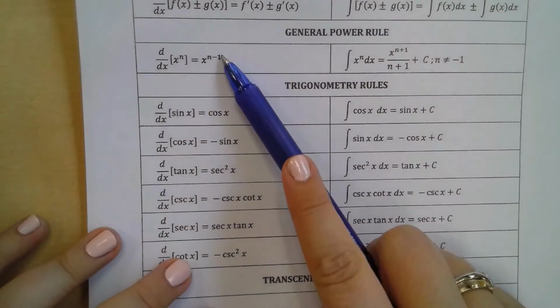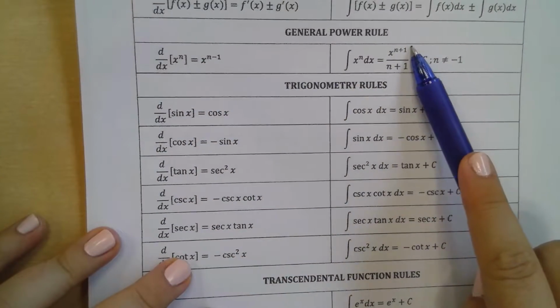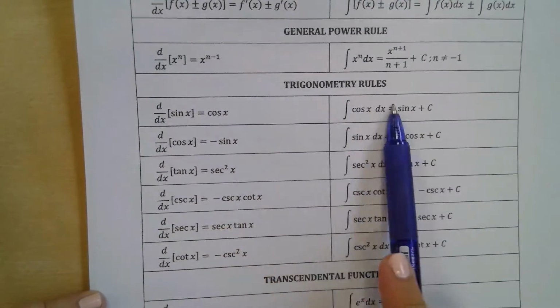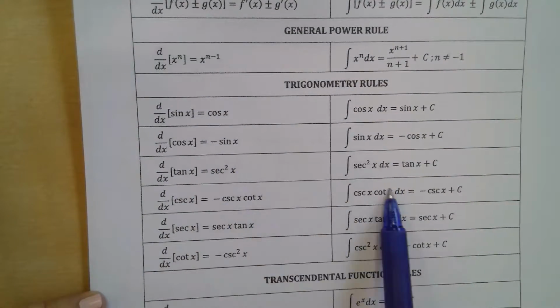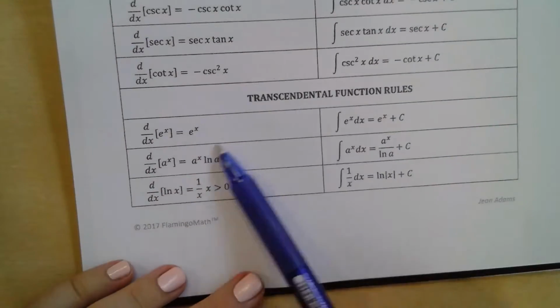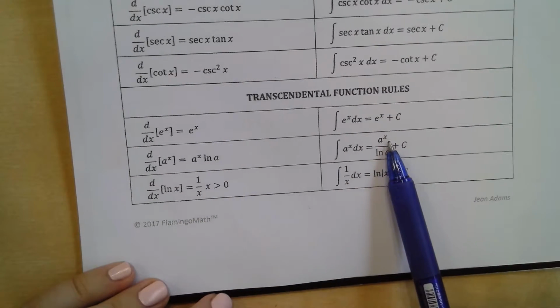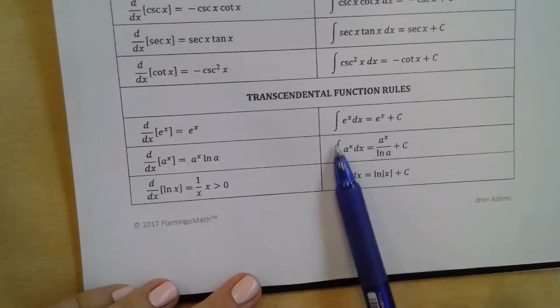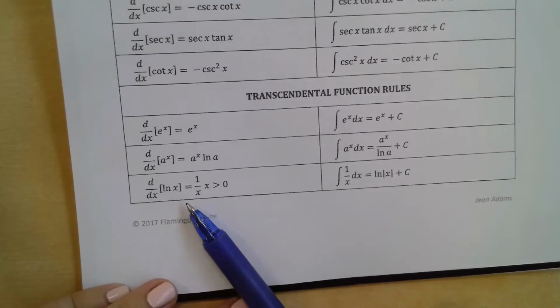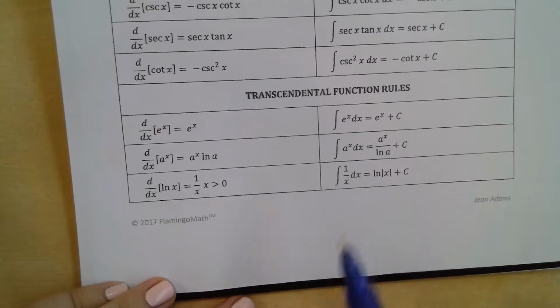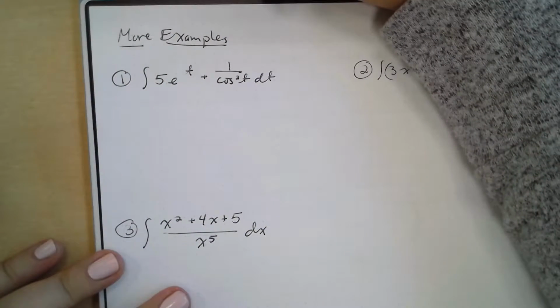The integral of x to the n is x to the n plus 1 over n plus 1 plus c. That's kind of a fun one. Trig, you kind of go backwards with these. You've got to have these memorized, don't forget. And some transcendental functions: e to the x, a to the x, natural log of x. Well, the integral of a to the x is a to the x over natural log of a. That's a good one to remember. And then the one that tripped me up because I overthought it, the integral of 1 over x is just natural log of x plus c. Good? All right, so let's do a few more examples here and move on.